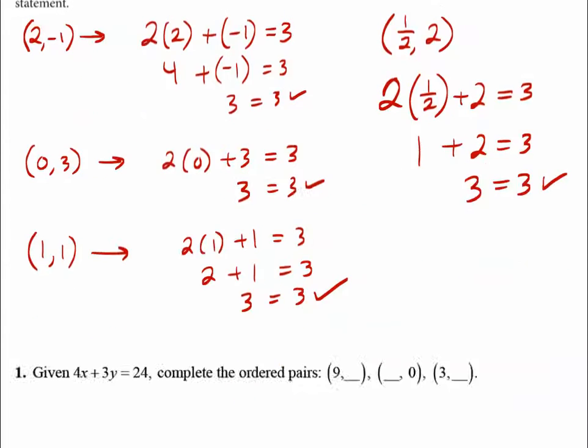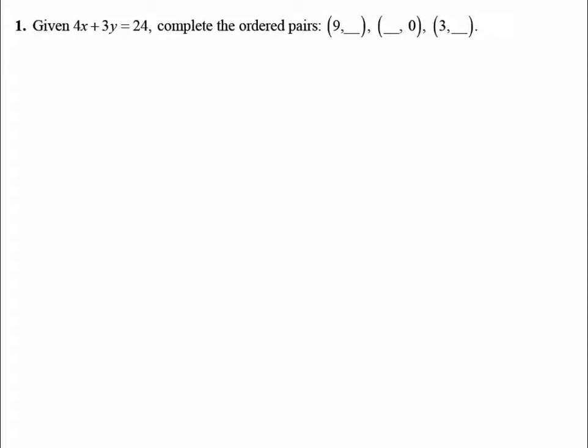Okay, how do we do it? Well, first of all, we're going to just work on plugging in stuff. 3.3 is when we actually work on graphing. For right now, we're just going to work on what do we plug in. And what we want to learn here is that whatever the first number is, that's always going to be the x. Whatever the second number is, that's always going to be the y value.